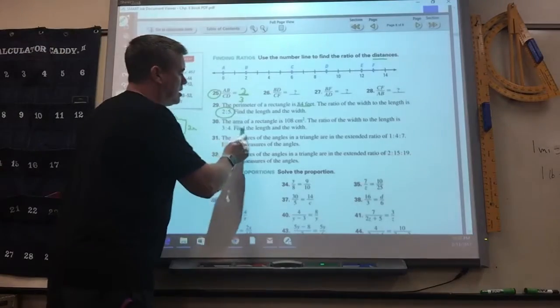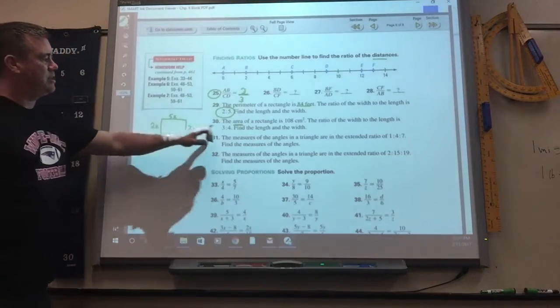You got to do the same thing here, except it's area. One side would be 3x, the other side 4x.